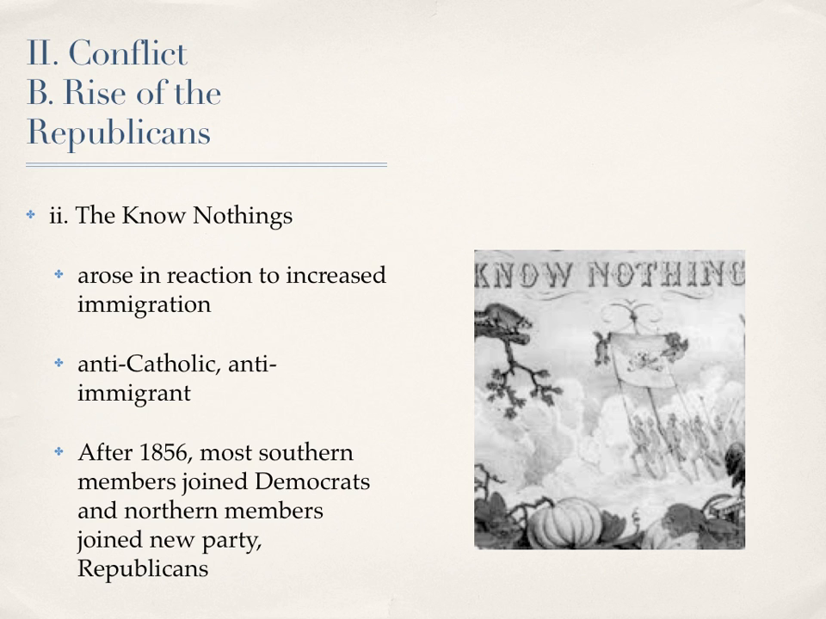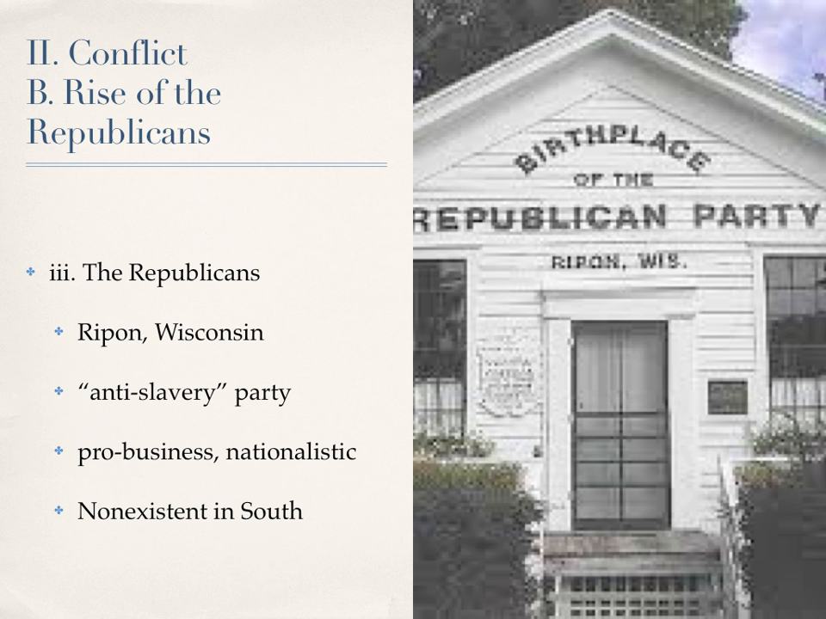Okay, so you have most Northerners joining this party, the Republican Party. And so Abraham Lincoln, who had been a Whig, is now going to become a Republican. So really the birthplace of the Republican Party is in Ripon, Wisconsin. It's an anti-slavery party. It's pro-business. It's nationalistic, meaning it wants to keep the Union together, and it's almost virtually non-existent in the South.